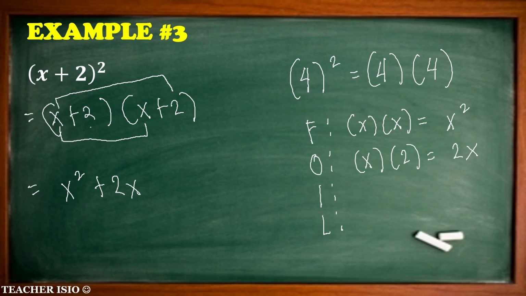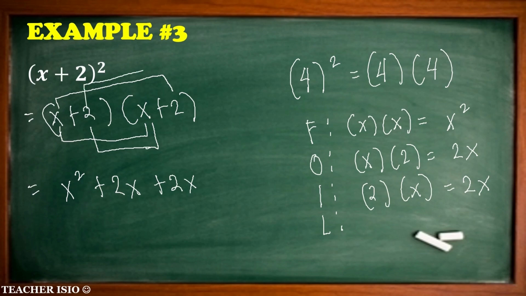Next, let's have I, the inner. So, we have 2 times x. So, what is 2 times 2x? We have 2x. Since positive yan, we have plus 2x. And then we have L, last term, which are 2 and 2. So, what is 2 times 2? 4. Therefore, we have plus 4.